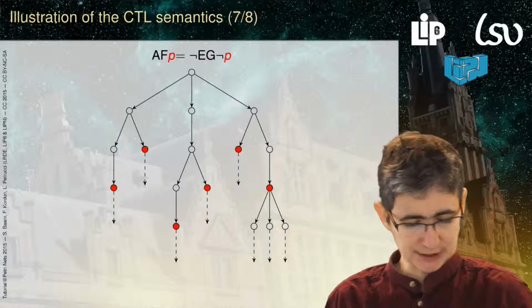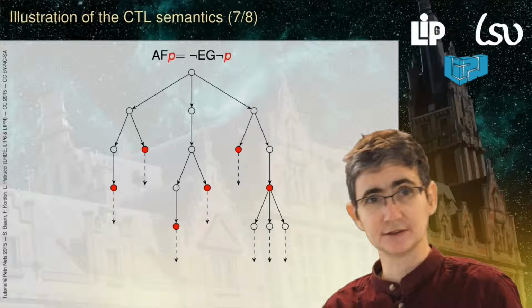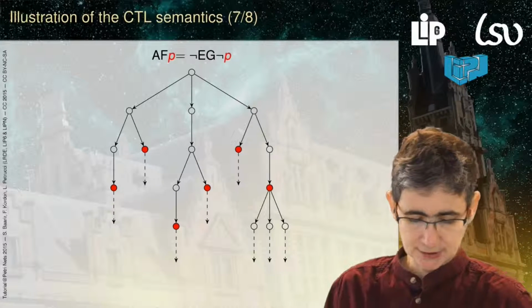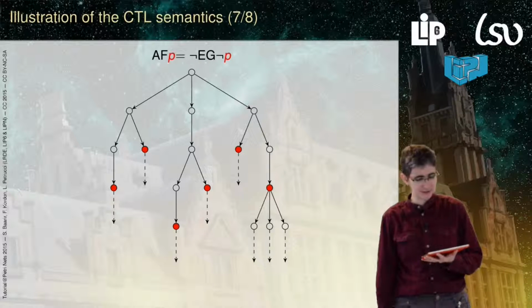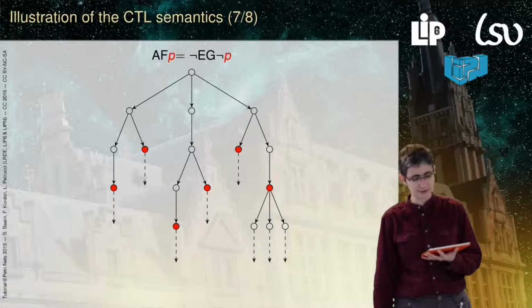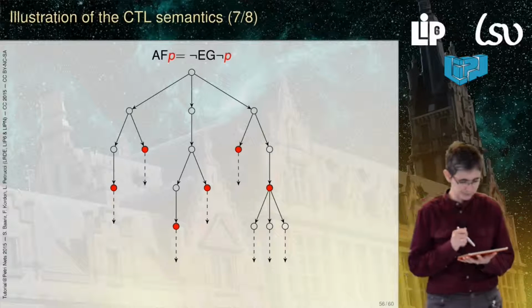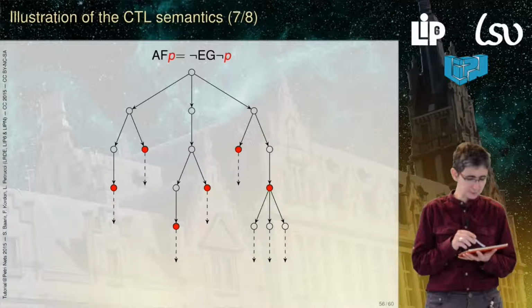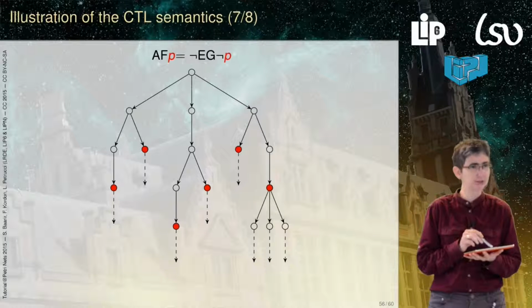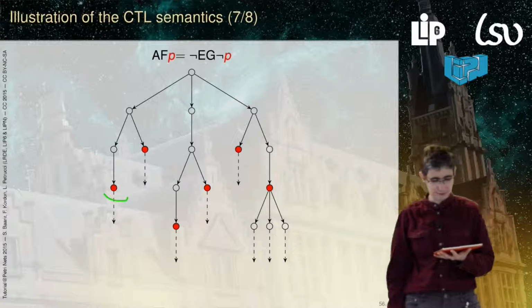Another formula would be AFP, and that is always in the future we have property P. So it's the same as there doesn't exist a path where globally we don't have P. And this is what we can see on these pictures. Whatever the path you choose, you'll find somewhere on the path the state where formula P is satisfied. So all these red dots.